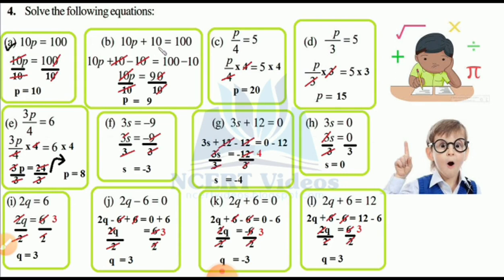1 is over. Second one, 10p plus 10 is equal to 100. We can subtract 10 both sides. 10p is equal to 90. 100 minus 10, that means 90. 90 divided by 10, p is equal to 9. Final answer.